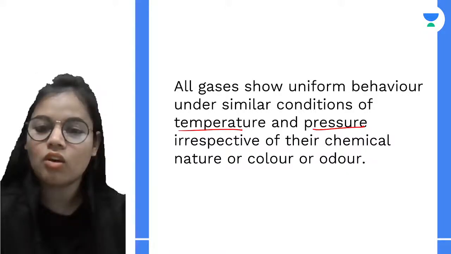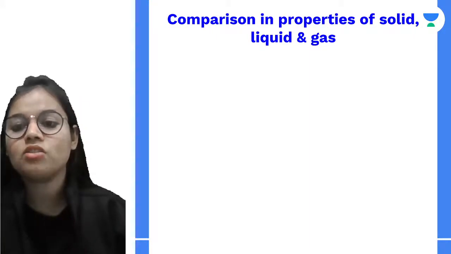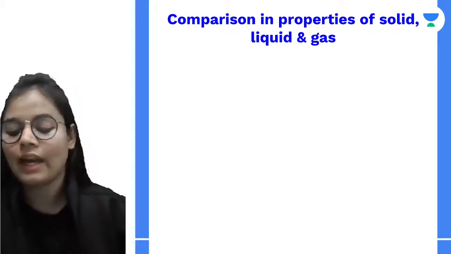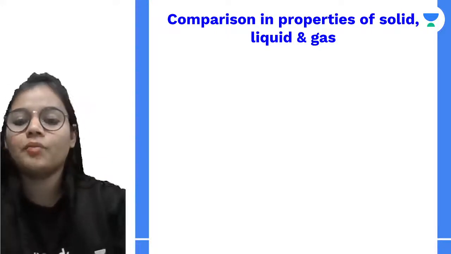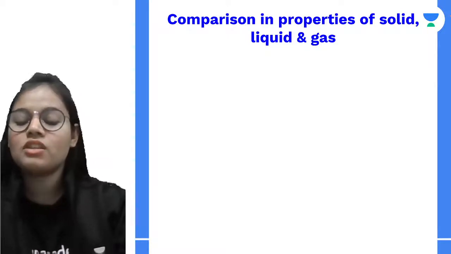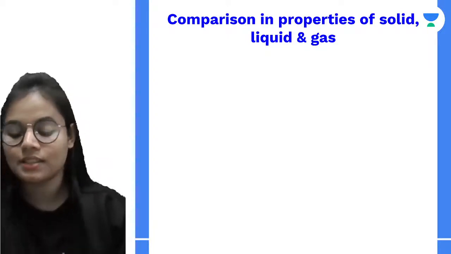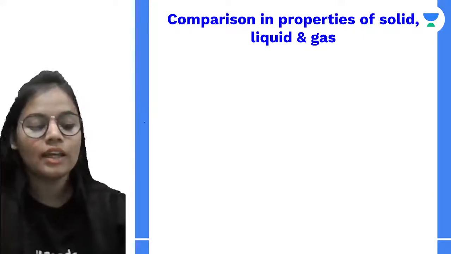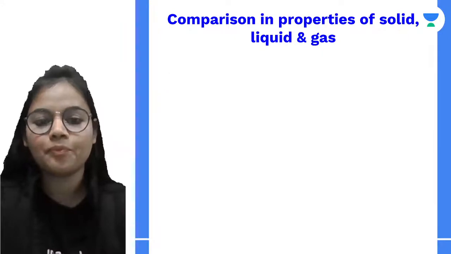Now, first of all, a comparison of the properties of solid, liquid and gas. As we know, these are the three basic states of matter, so we will be seeing some of the properties which differentiate solids, liquids and gases. Let's quickly start with the first property, that is shape.